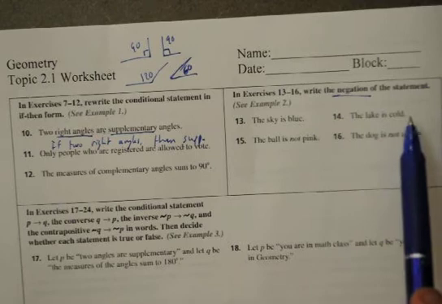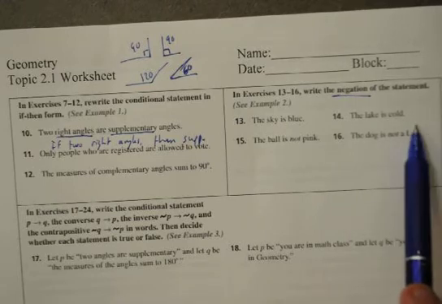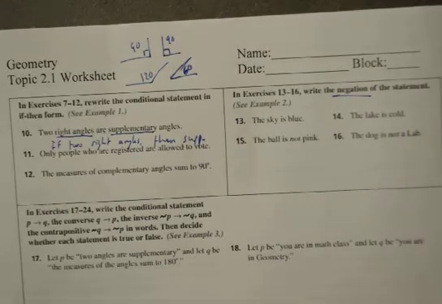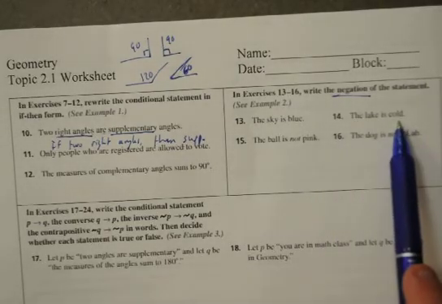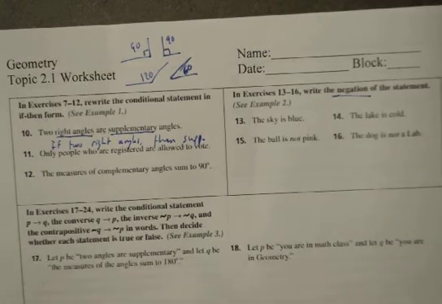The negation to the lake is cold. Is it the lake is hot? Is it either cold or hot? No, because there could be warm. So the negation to the lake is cold is the lake is not cold. You're either one or the other. You're either cold or you're not cold.